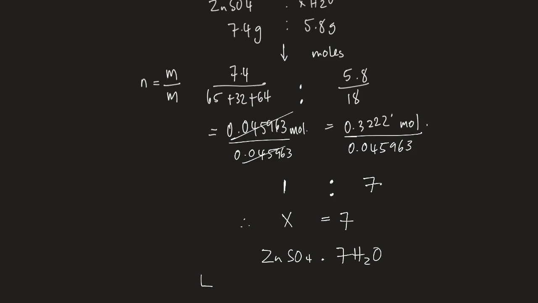Right, so all this says is there are 7 times more water molecules than zinc sulfate. That's what this 7 tells me. Okay.